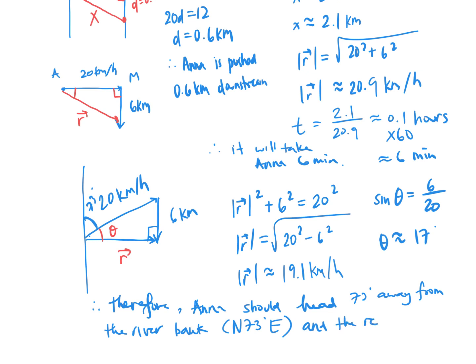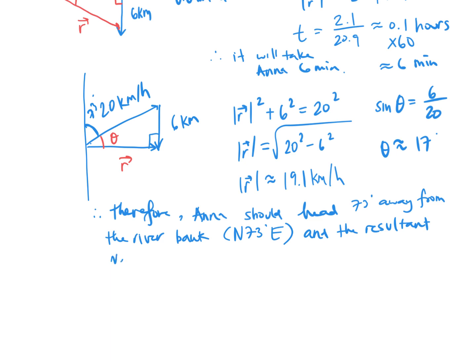And the resultant velocity will be 19.1 kilometers per hour. And that's it. So the trick to these questions is having really nice, clear diagrams, and we are just relying on our sine law, cosine law, SOHCAHTOA, and Pythagorean theorem knowledge.